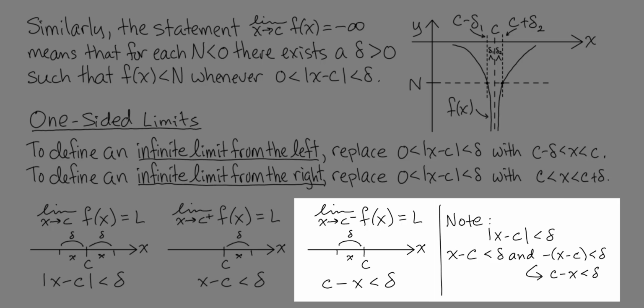Note that if we have the absolute value of x minus c is less than delta, then we're saying that x minus c is less than delta and negative x minus c is less than delta, which is the same as c minus x is less than delta. If you get confused, try to draw a little number line to help you sort it out.